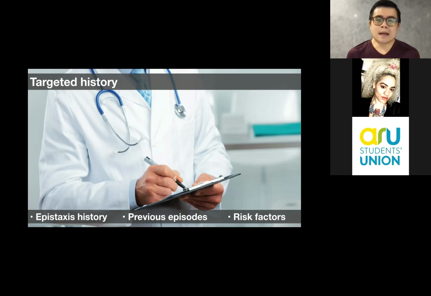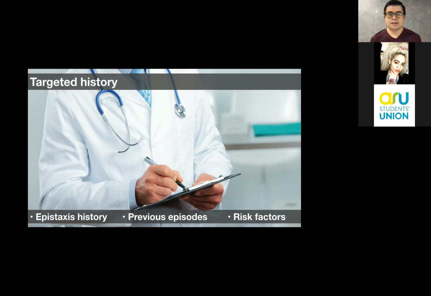And finally, you want to ask about risk factors for bleeding. For example, any history of trauma, such as digital trauma from nose picking, or iatrogenic, for example, they recently had nose surgery, and any bleeding disorders, any recent URTI, any history of high blood pressure. Also the drug history is quite important. For example, are they taking any aspirin or warfarin?